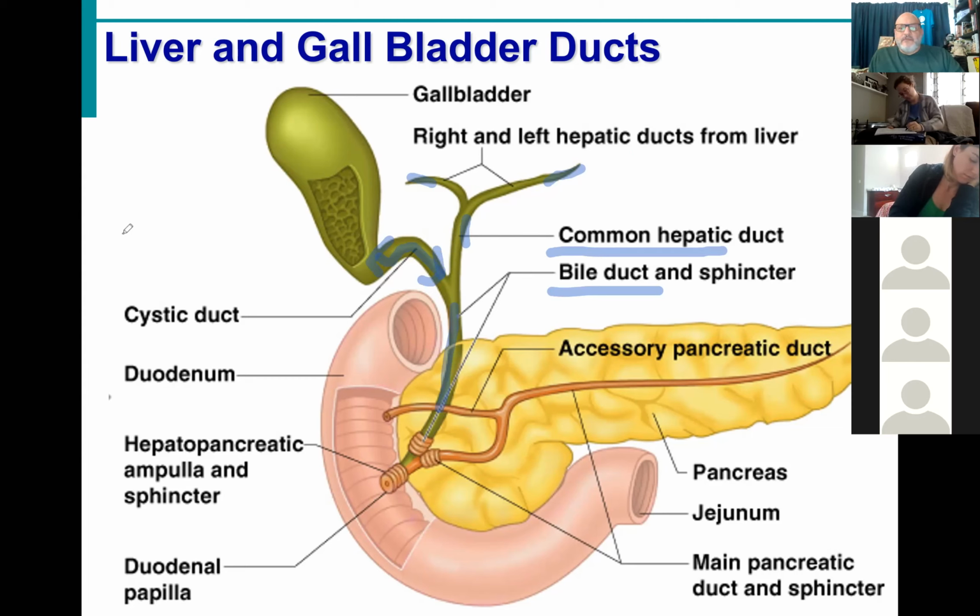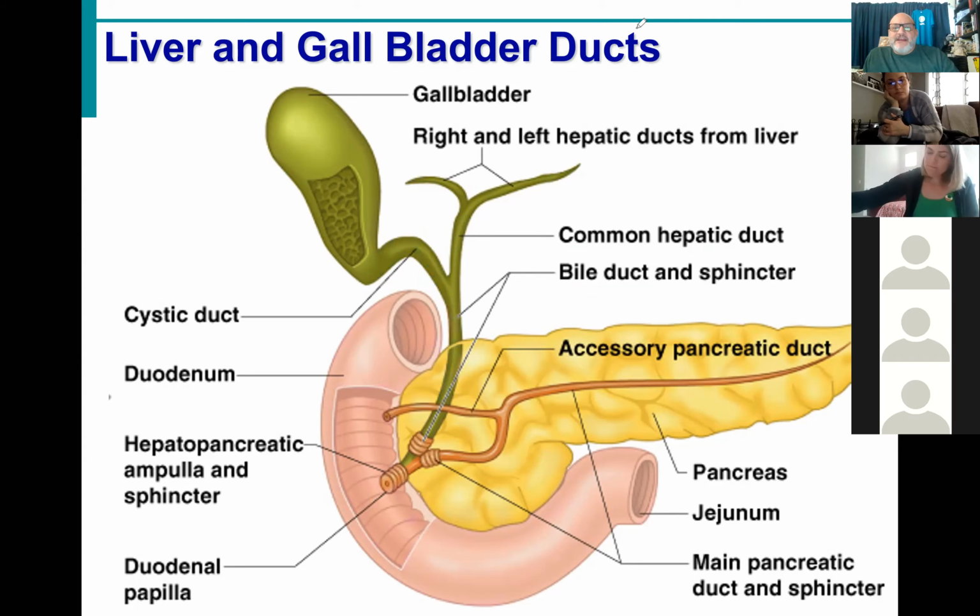All right, questions on that? So what is the means by which it goes up? Great question. Going up is primarily based on a fluid gradient.